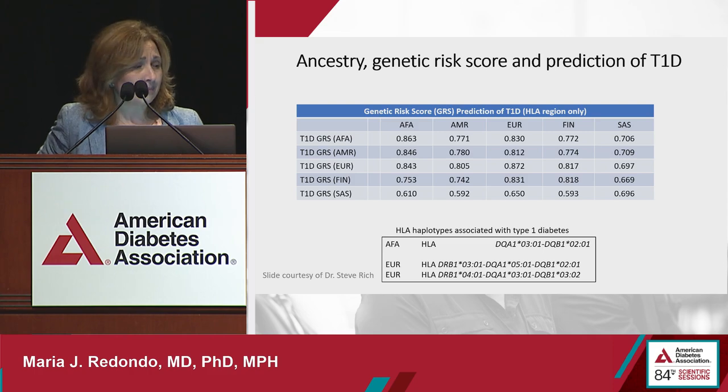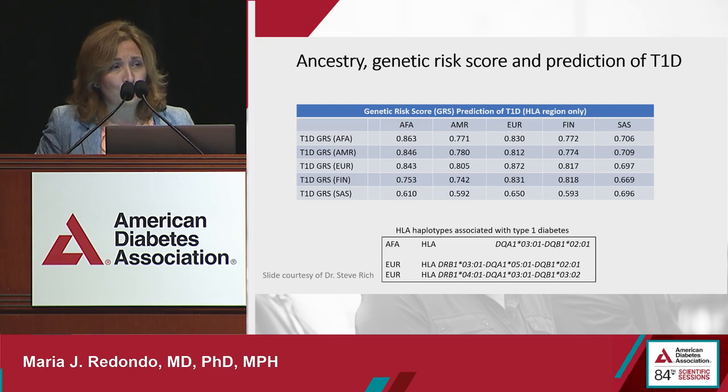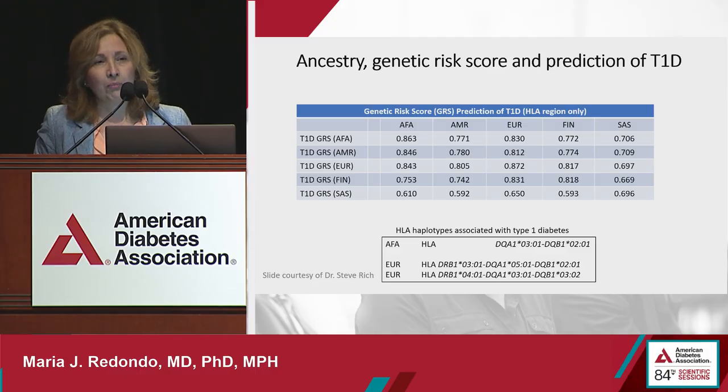Of course, there are other strategies that can be used, such as using local ancestry and in a way incorporating this important variable. But as we try to incorporate genetics into the predictive model for type 1 diabetes and, for example, for classification of diabetes, we will definitely need to figure this out.